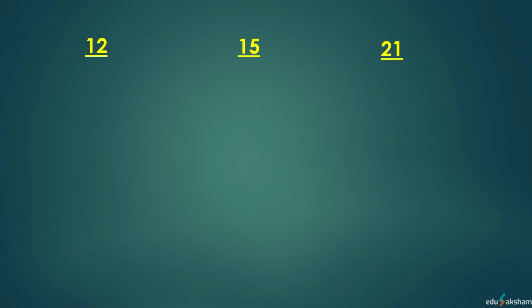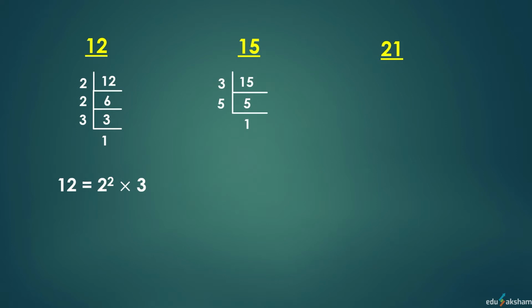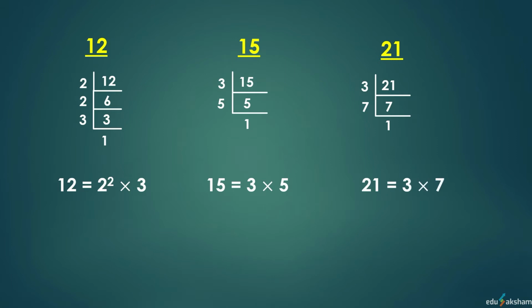The first set of integers is 12, 15 and 21. So, we will have to find the prime factors of all these numbers. The prime factors of 12 are 2, 2 and 3. So 12 can be represented as 2 square into 3. The prime factors of 15 are 3 and 5. So 15 can be represented as 3 times 5. 21 has the prime factors 3 and 7, and it can be represented as 3 into 7.